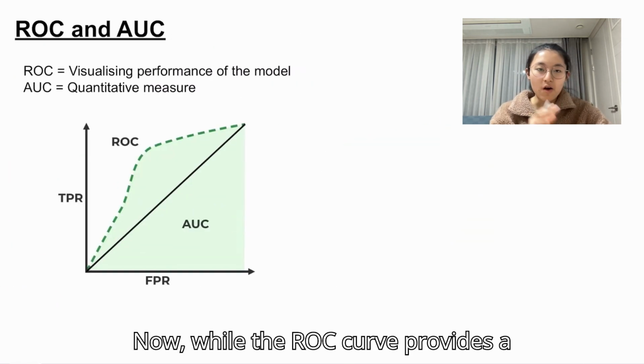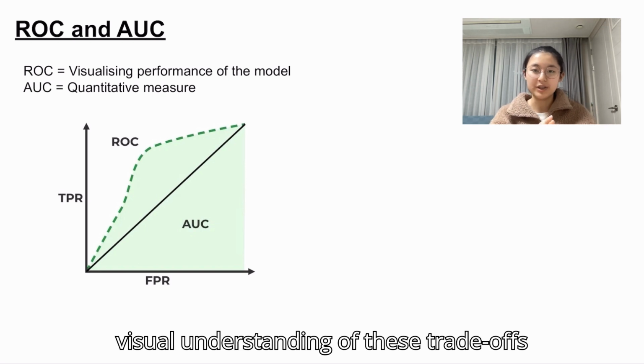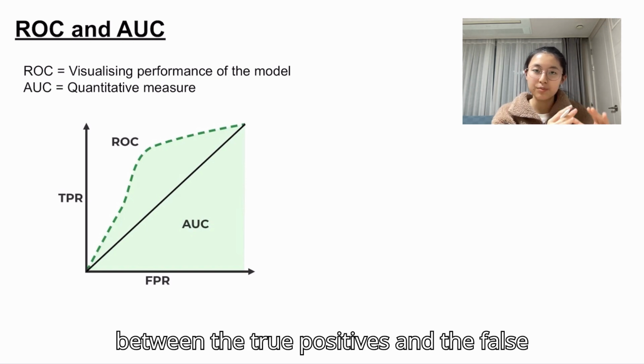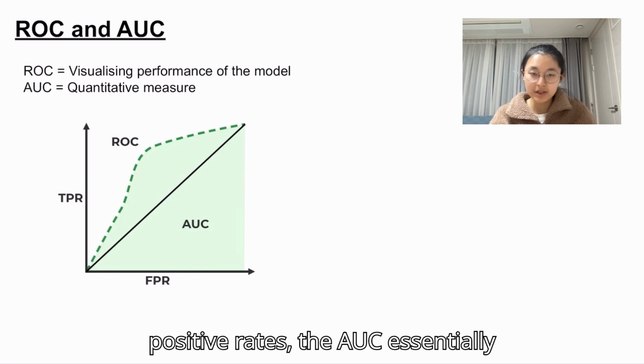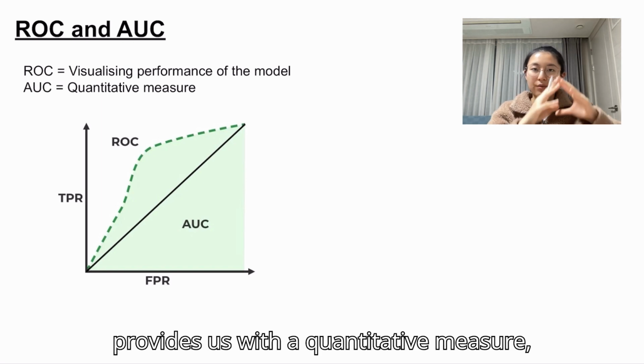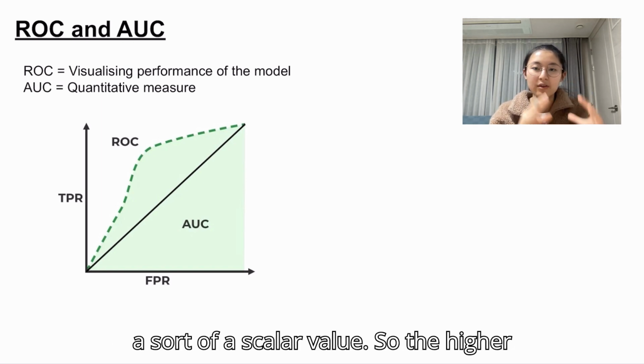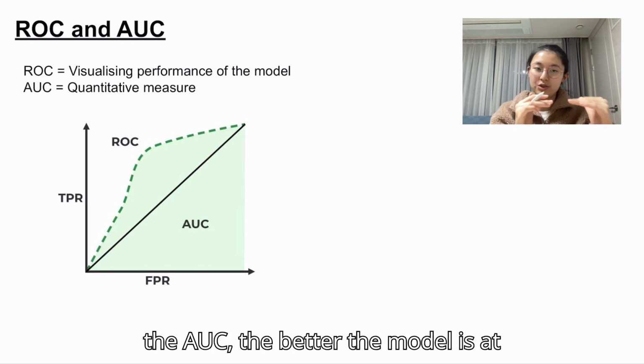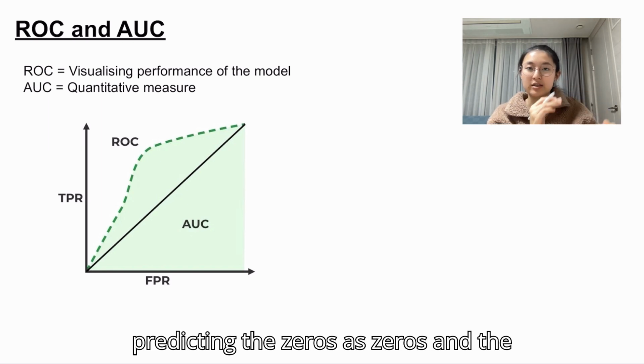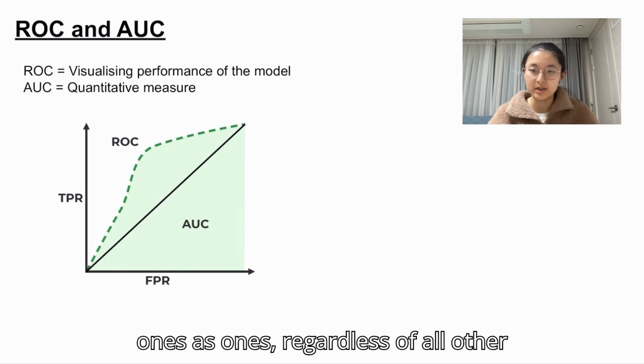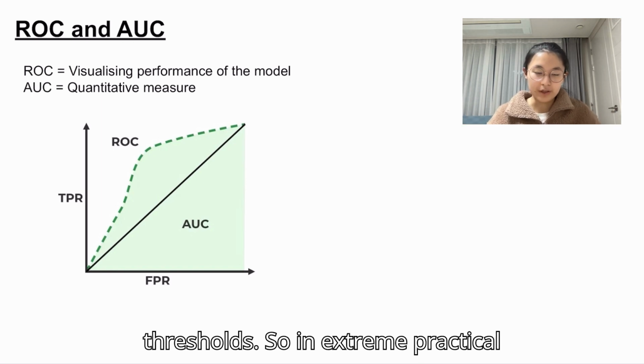Now, while the ROC curve provides a visual understanding of these trade-offs between the true positive and the false positive rates, the AUC provides us with a quantitative measure, a sort of scalar value. So the higher the AUC, the better the model is at predicting the zeros as zeros and the ones as ones, regardless of all other thresholds.